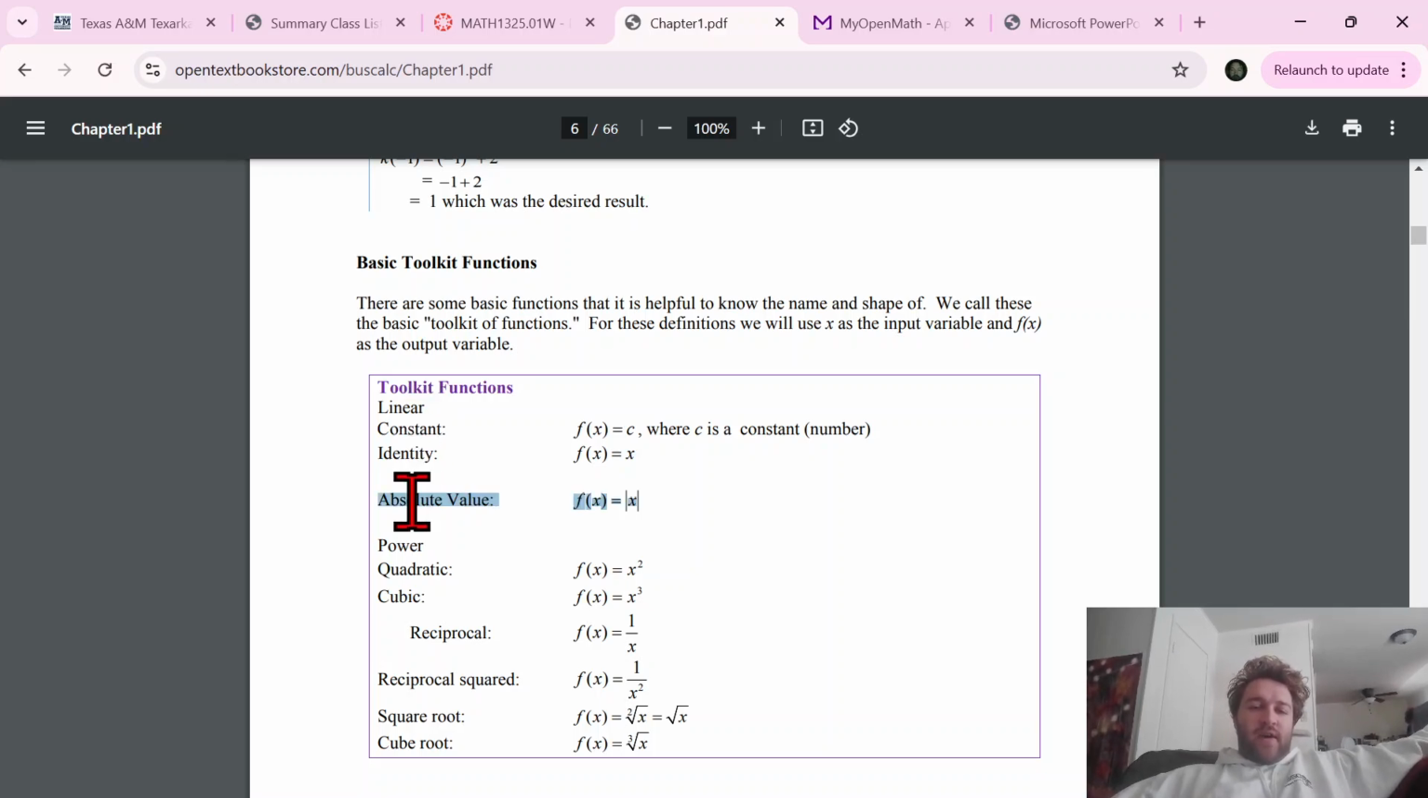We do talk about the absolute value in college algebra. This makes a V shape. They're grouping these all together as power functions. I'd like you to understand that these are called polynomial functions. They are x to the second, x to the third. Those are the ones that we put into college algebra class.